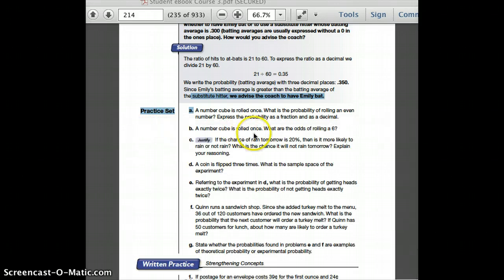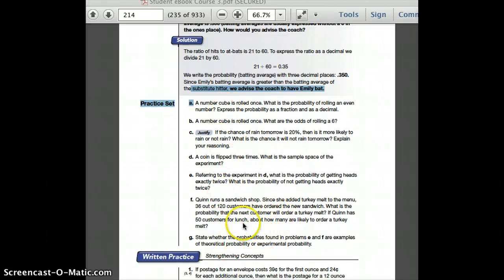Go ahead and do A through G for this lesson. Okay, thank you. Good luck.